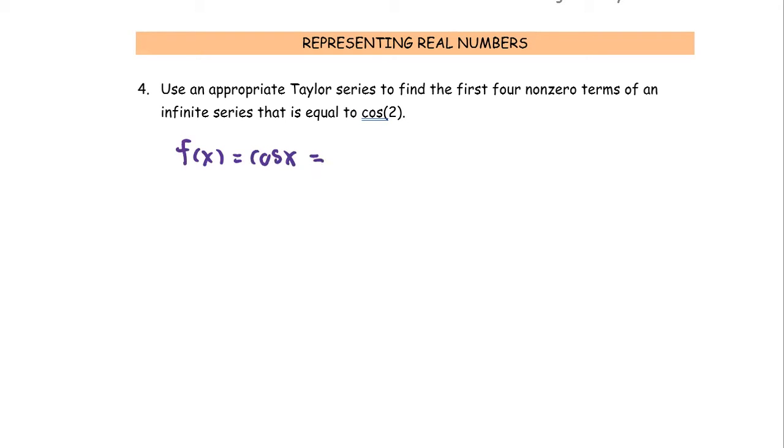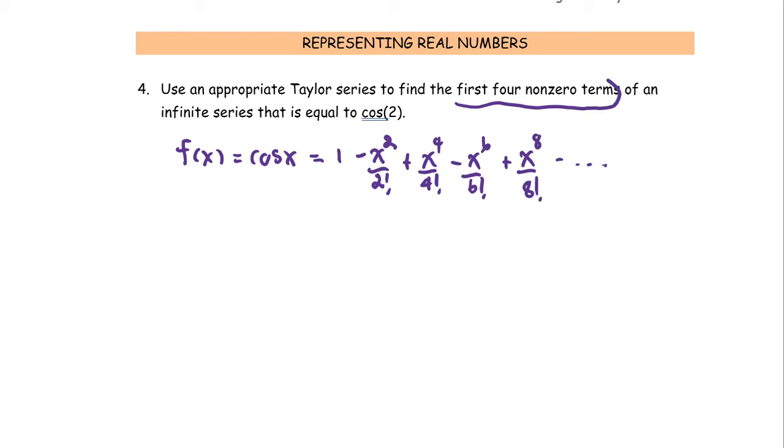The Taylor series expansion of cosine x is 1 minus x squared over 2 factorial plus x to the fourth over 4 factorial minus x to the 6 over 6 factorial plus x to the power 8 over 8 factorial and more. But we find the first four non-zero terms. That means we only need the first four terms for the estimation.